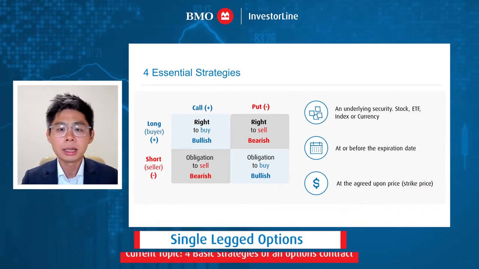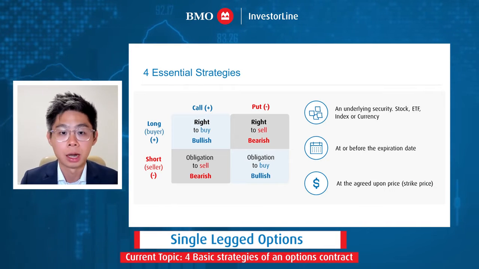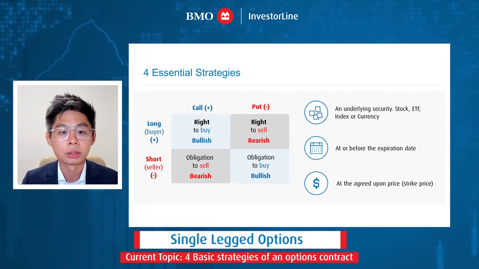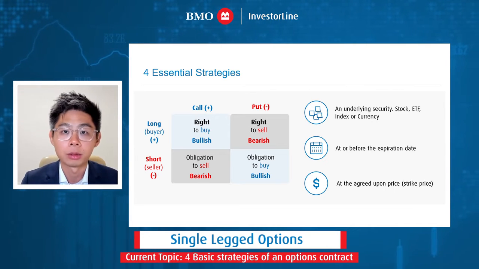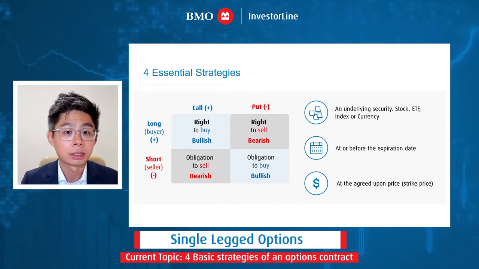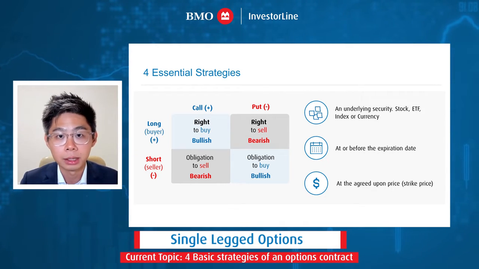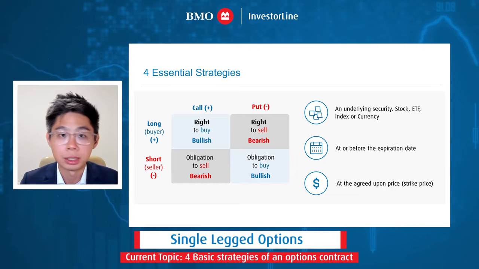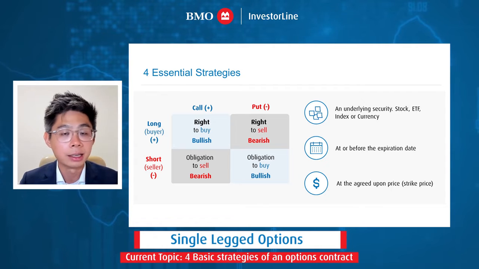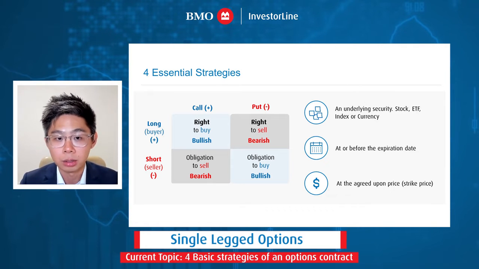So let's talk about option contracts, because options come in two types of contracts. You have calls and puts. Calls give the buyer the right to buy the stock. Puts give the buyer the right to sell the stock at a specific price on or before the expiration date. And this could either be for an underlying stock, an ETF, an index, or potentially even a currency.